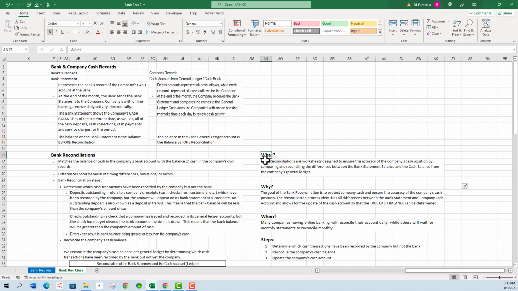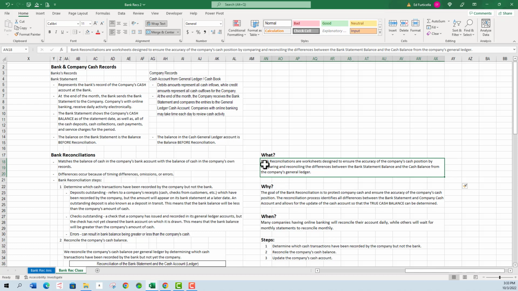Bank reconciliations are worksheets designed to ensure the accuracy of the company's cash position by comparing and reconciling the differences between the bank statement balance and the cash balance from the company's general ledger.